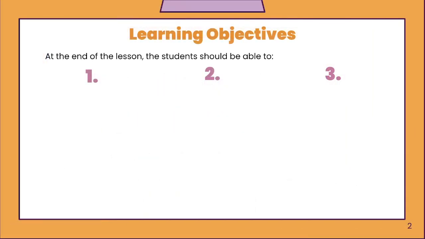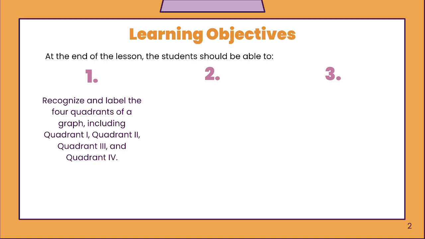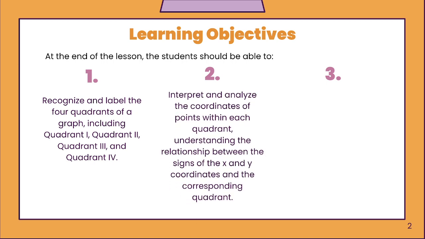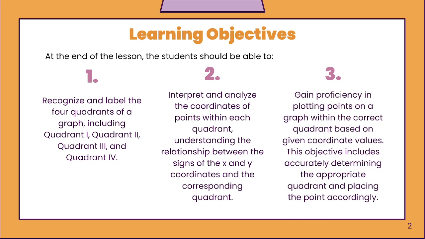So moving on. Before we start, we have the learning objectives. At the end of the lesson, the student should be able to, first, recognize and label the four quadrants of a graph, including quadrant 1, 2, 3, and 4. Second, interpret and analyze the coordinates of points within each quadrant and understand the relationship between the signs of the x and y coordinates and the corresponding quadrant. And lastly, gain proficiency in plotting points on a graph within the correct quadrant based on given coordinate values. This objective includes accurately determining the appropriate quadrant and placing the points accordingly.